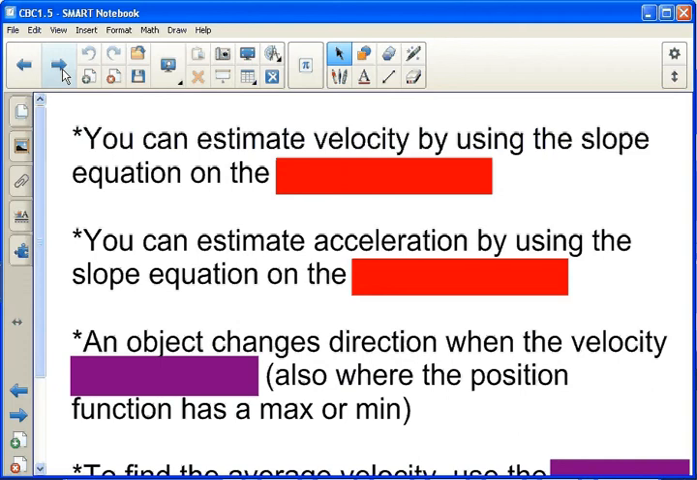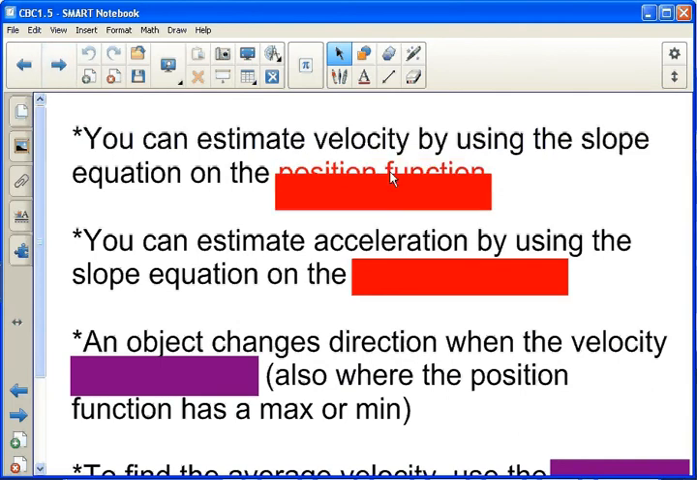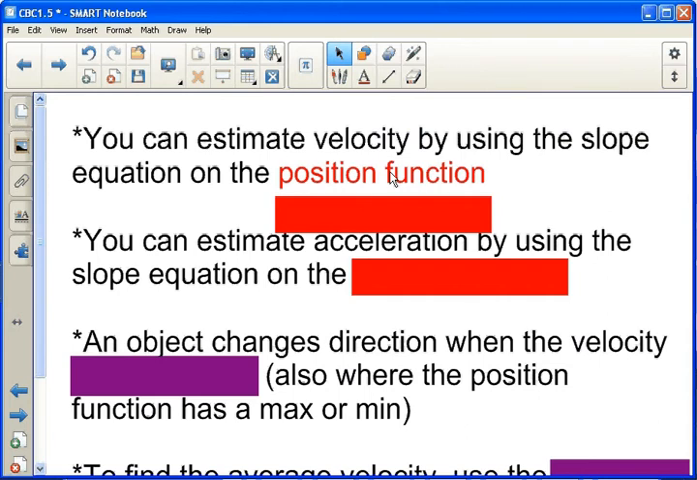Now there are several things you need to know, especially when it comes to the AP test. First of all, you can estimate velocity by using the slope equation on the position function. This is important because sometimes they don't give you an equation. You may not always get a full equation. You may just get a series of points. They may be on a graph, or they may be in a chart or a table or something like that.